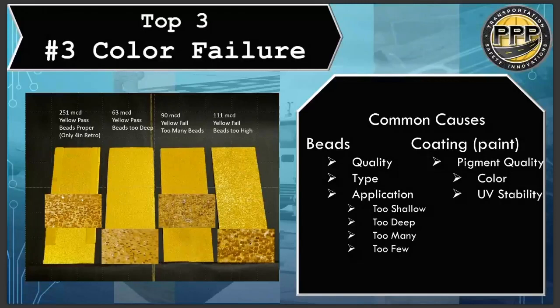A lot of people think that if one handful is good, two handfuls is better, and that is absolutely not the case. So that yellow failed because there was just too much glass on top of glass shadowing one another. And then, of course, the beads too high that we talked about on several occasions as well. So too deep, too shallow, too few, too many, all those things can cause that color to fail. And then, of course, with the paint, as we have with the daytime issue, its UV stability, its initial color is also a potential problem as well.